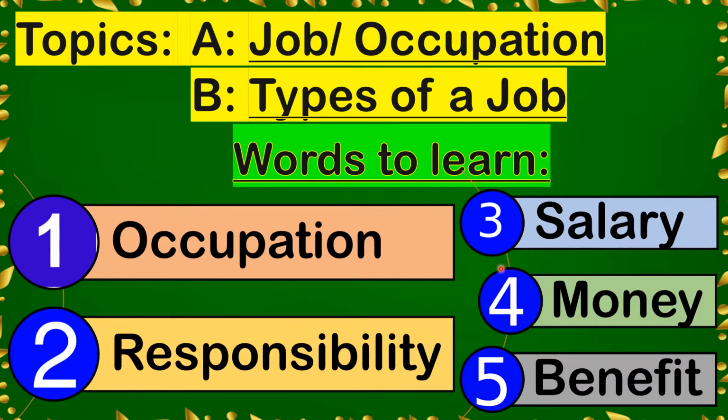So these are the five words that can help us better understand our topic for today. Let's read them again one by one. Occupation, responsibility, salary, money, benefit.